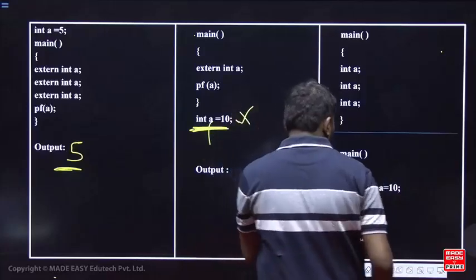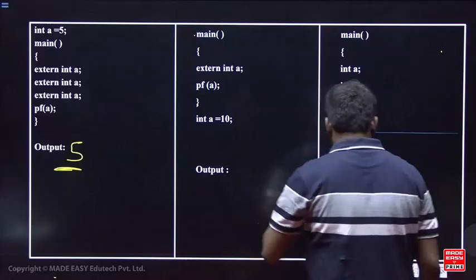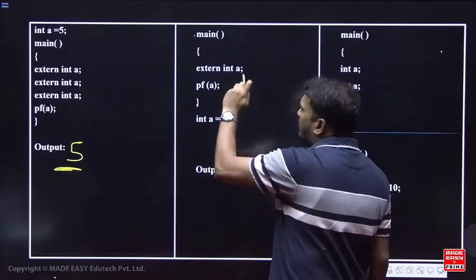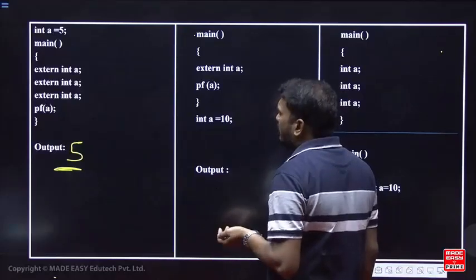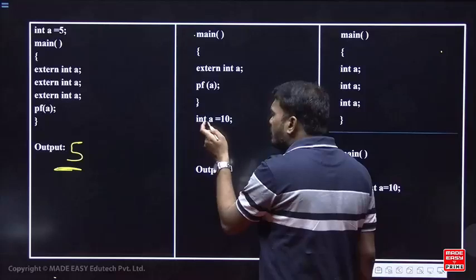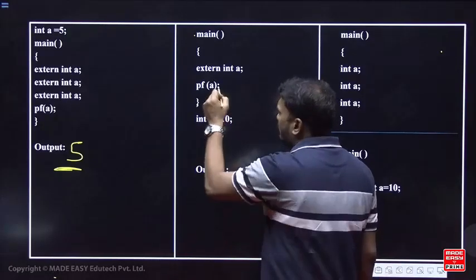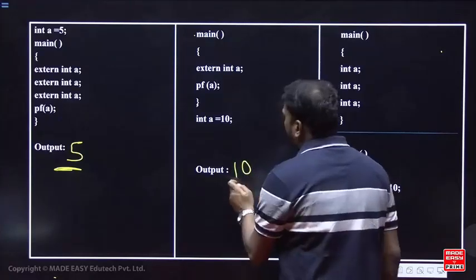Is this clear for everyone? Even if you declare like this, this is allowed. There is no problem. So I am repeating here: extern integer a. What is it saying? A is local to this function, and it makes use of the memory of the outside variable. So this is your outside variable, and this is also treated as a global variable. So what is the a value here? 10. So printf a means 10 will be printed.